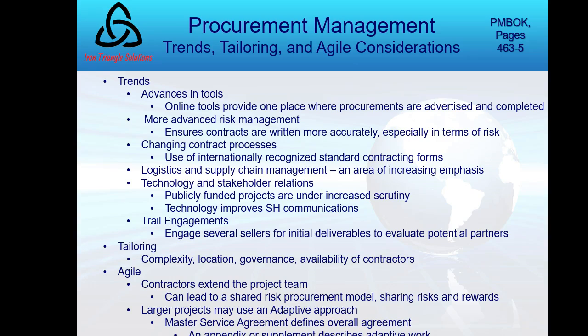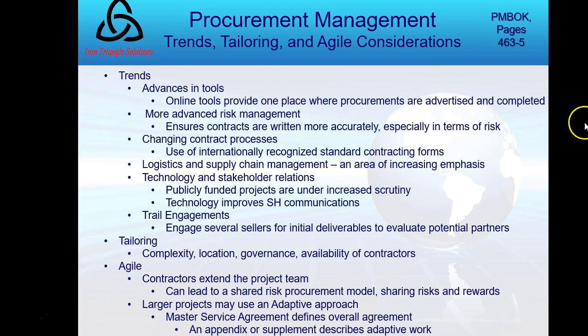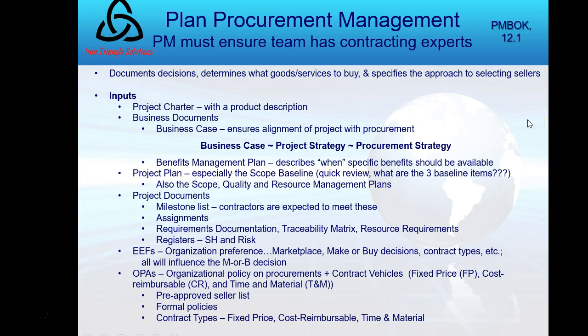Tailoring: because of the complexity, because we're not co-located, because so much of it's done online, and if you're a government contract, there's so much governance overhead, like the FARs, the Federal Acquisition Regulations, and availability of contractors. And then some agile considerations, again, I ask you to review in the PMBOK Guide. Okay?